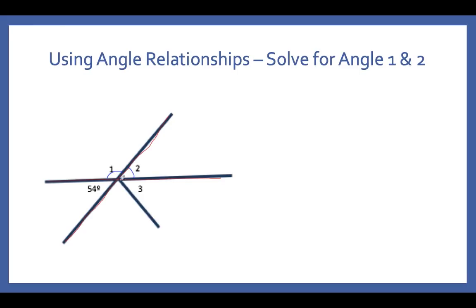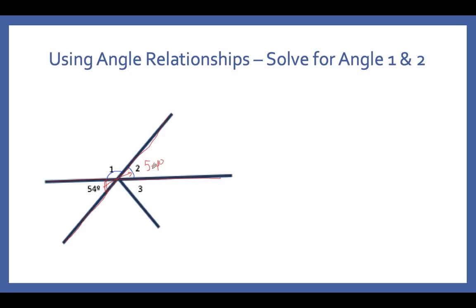Check this out. I highlighted my intersecting lines in red. And if you notice right here, I have this angle that measures 54 degrees. If I go opposite that angle, I get its vertical angle. And vertical angles are congruent, which means if this angle is 54 degrees, then this angle is also 54 degrees.